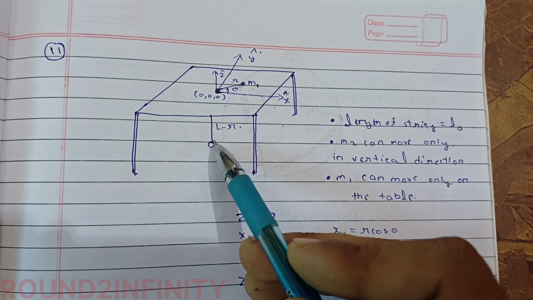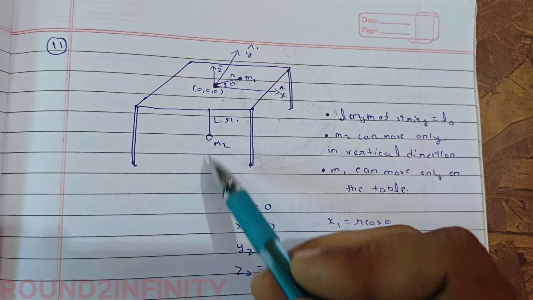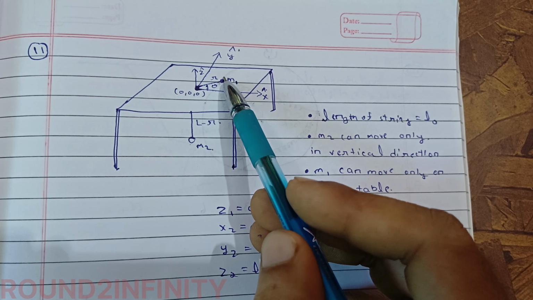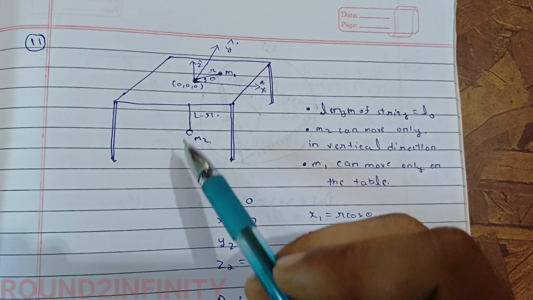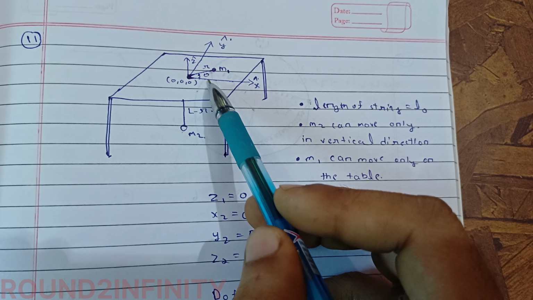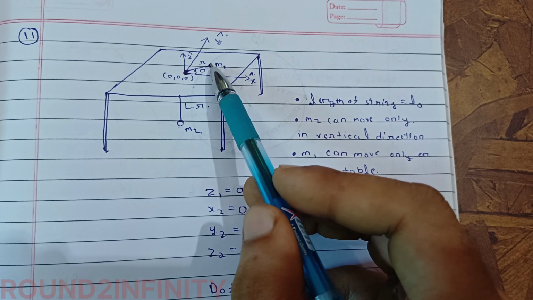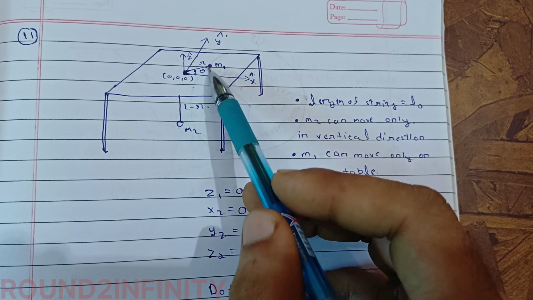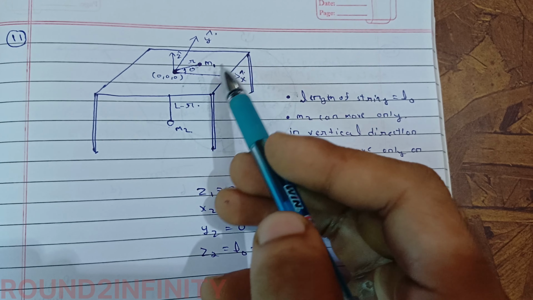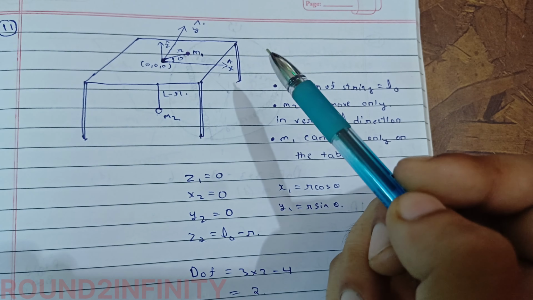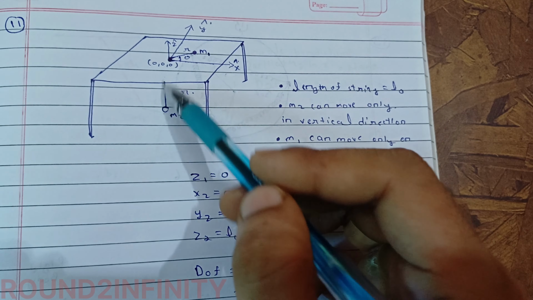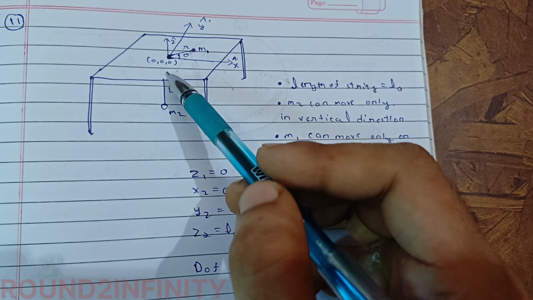See, m1 will be constrained to move in the xy plane only. So there will be one constraint because of this, and this one can't move in the vertical direction. So z1 will be 0 for this, and x1, y1 will depend on theta only. You can find r cos theta will give you x1 for this, and r sin theta will give you y1 for this. So the constraint here is z1 equal to 0 for this one, and for m2, x2 and y2 will be 0 because it is moving in the z direction. So x2, y2 will be 0 for m2.